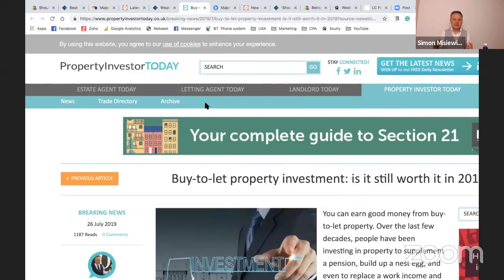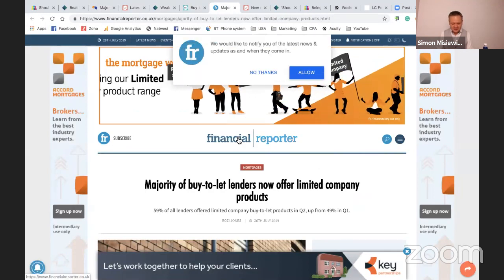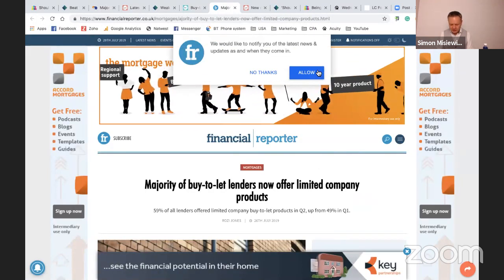So it's great that my head could be swelling hugely because I finally got myself an article in Property Investor today. But I'm just pleased that it's there, and hopefully we can share the love and knowledge that we all have. Moving on quickly.